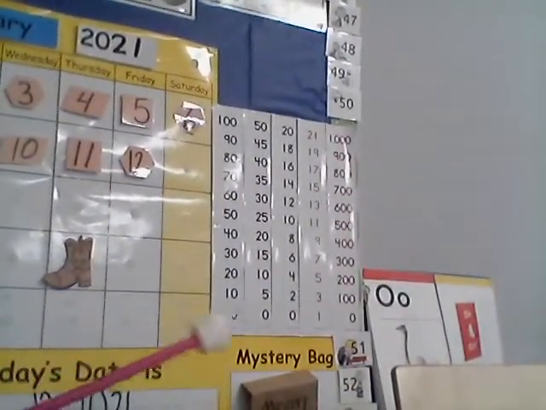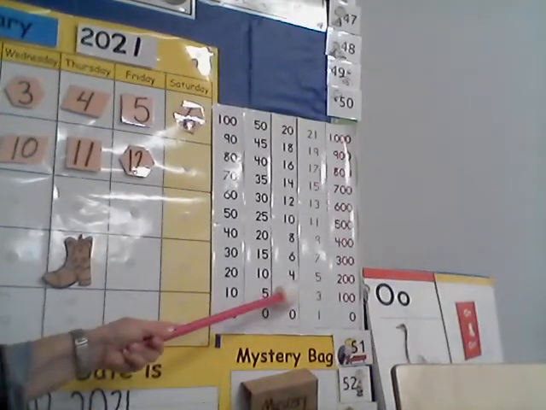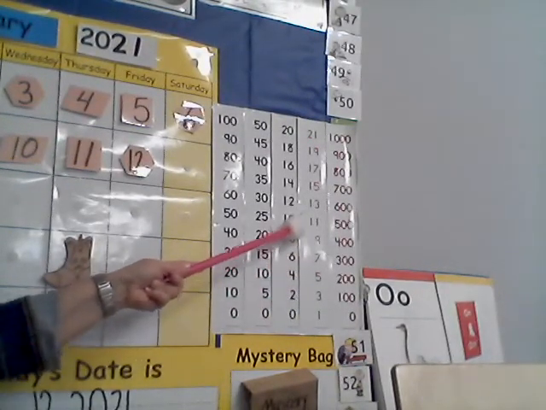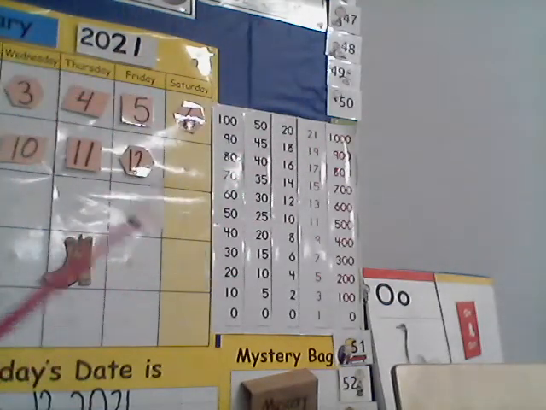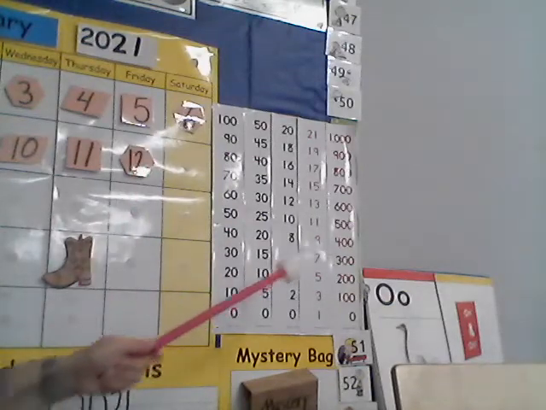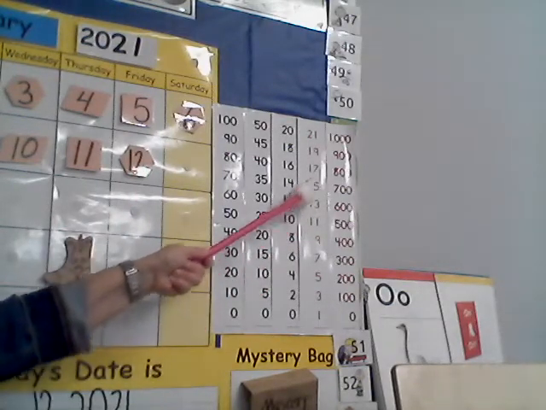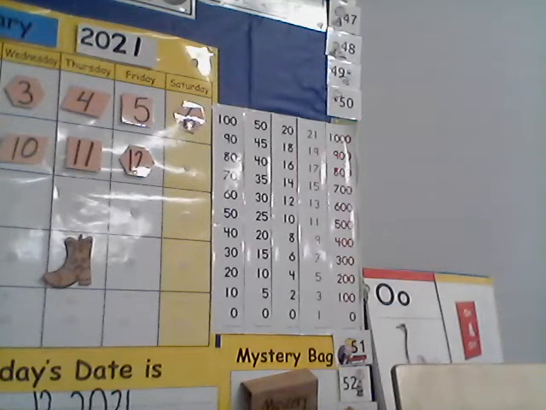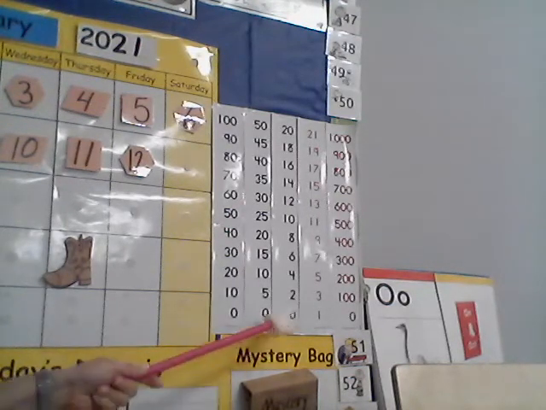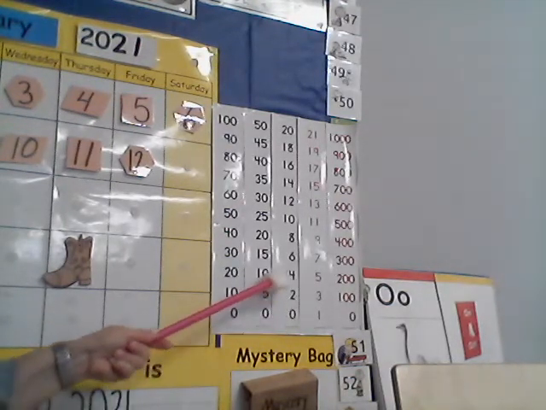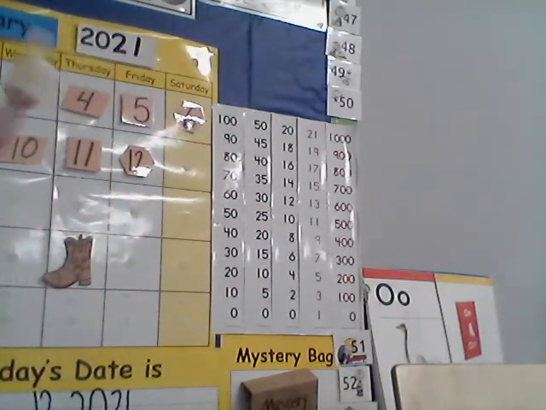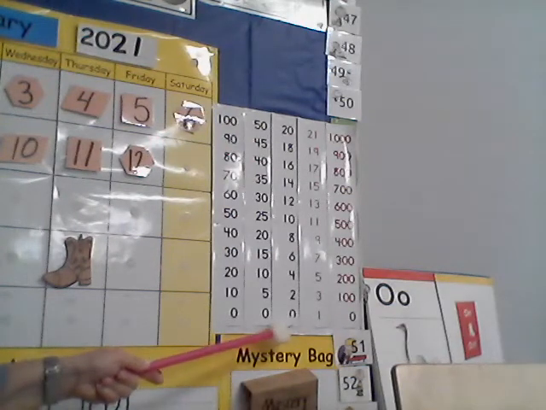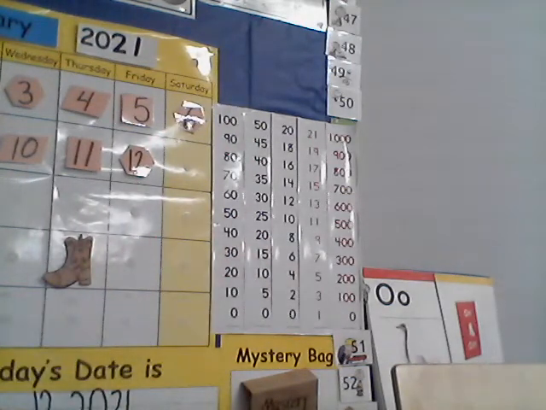Here we go. Let's do odds today. 1, 3, 5, 7, 9, 11, 13, 15, 17, 19, 21. Remember, odd numbers always end in a 1, a 3, a 5, a 7, or a 9. Let's do evens. 0, 2, 4, 6, 8, 10, 12, 14, 16, 18, 20. And even numbers end in 0, 2, 4, 6, and 8.